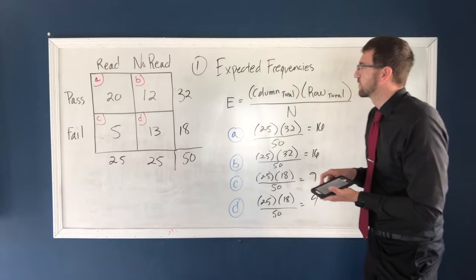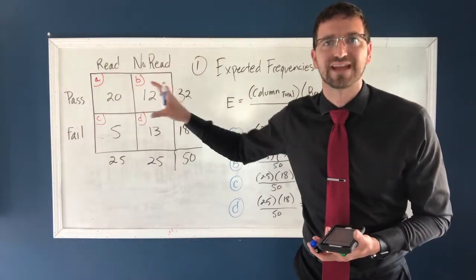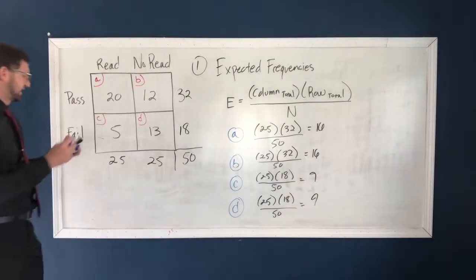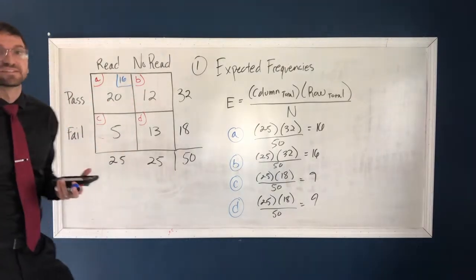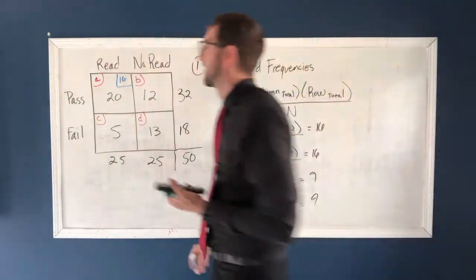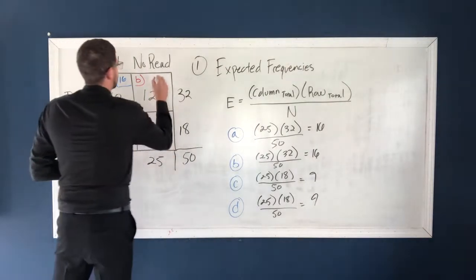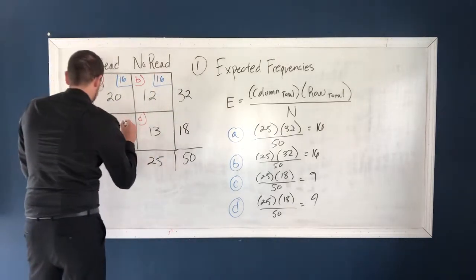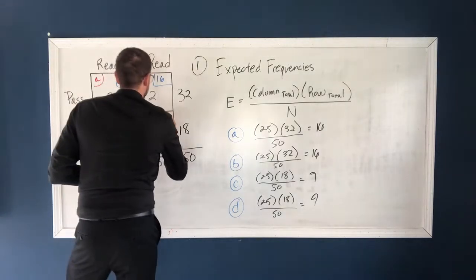Okay, so once we've figured out what our expected frequencies are, we need to go ahead and add those back to the cells. So the expected frequency for A is 16. Okay, and we can just note it like this. You've probably figured this out already, using different colors is going to help you out. The expected frequency for B is going to be 16. The expected frequency for C is going to be 9. The expected frequency for D is also going to be 9.